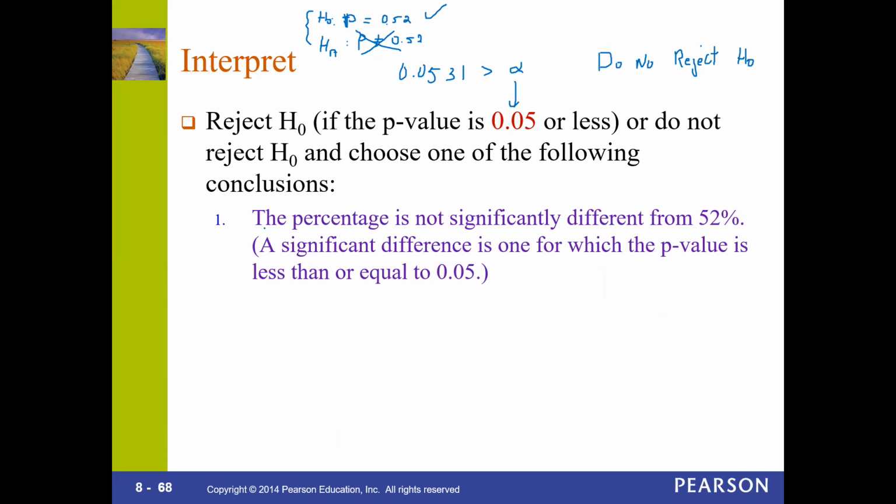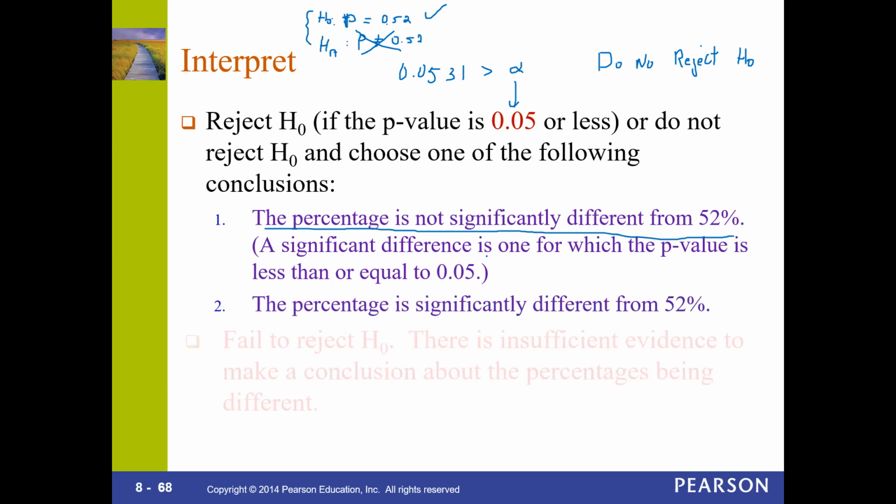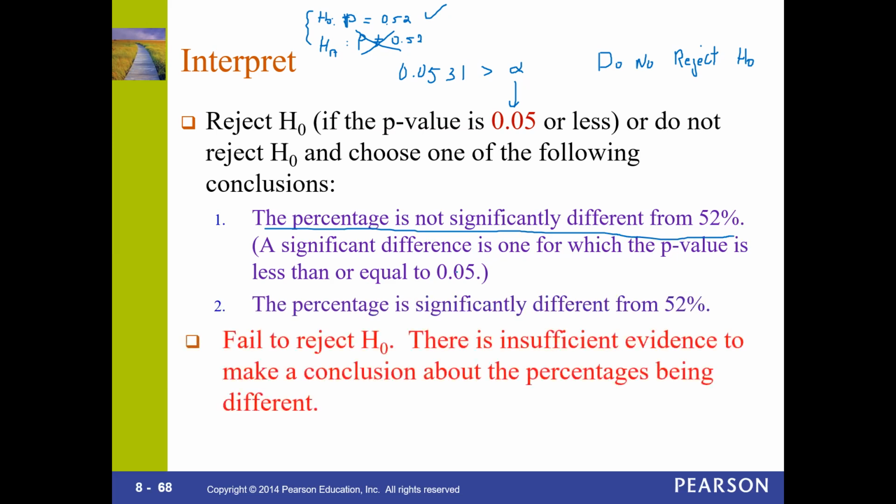Okay. So you can say the percentage is not significantly different from 52%. Okay, that's another way to say it. So there are many ways to express the idea. Okay, again, fail to reject H0. So there is insufficient evidence to make a conclusion about the percentage being different. That means there's no evidence that it is different. So we express it different ways, so make sure you got the idea.